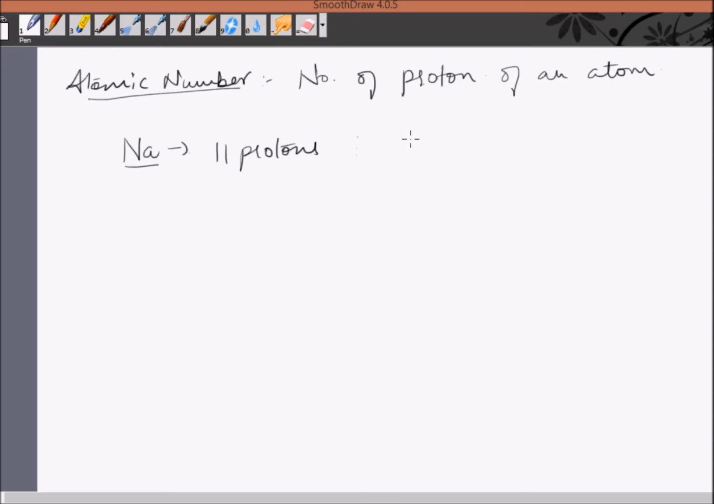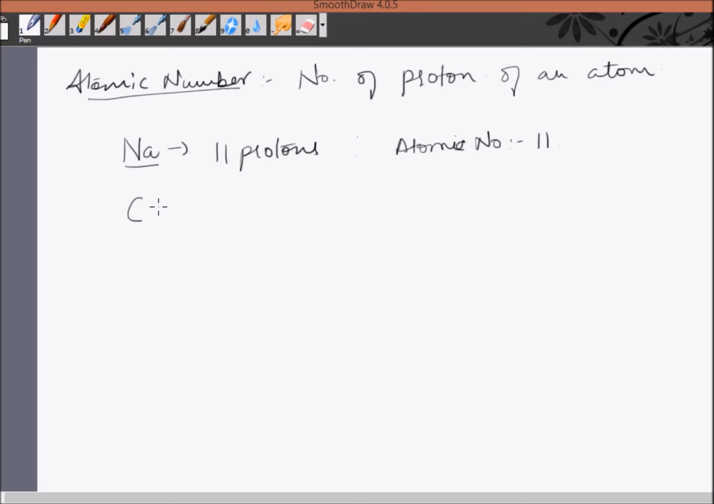So what is the atomic number? The atomic number will be 11, right? All the atoms of the same element have the same number of protons in their nuclei. Hence, they have the same atomic number. The atoms of different elements have different numbers of protons in their nucleus. Since each element has its own fixed atomic number, the atomic number can be used to identify an element.